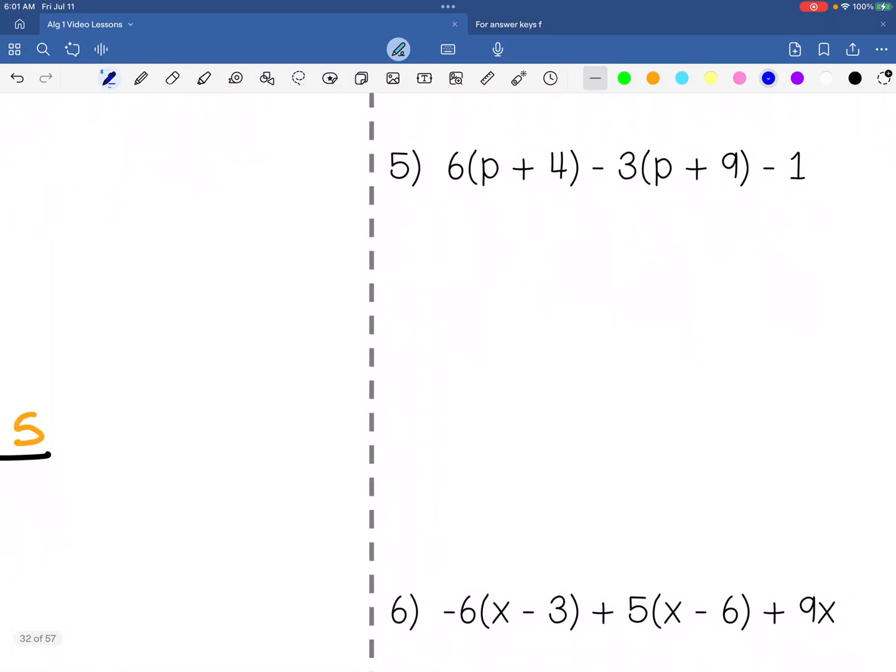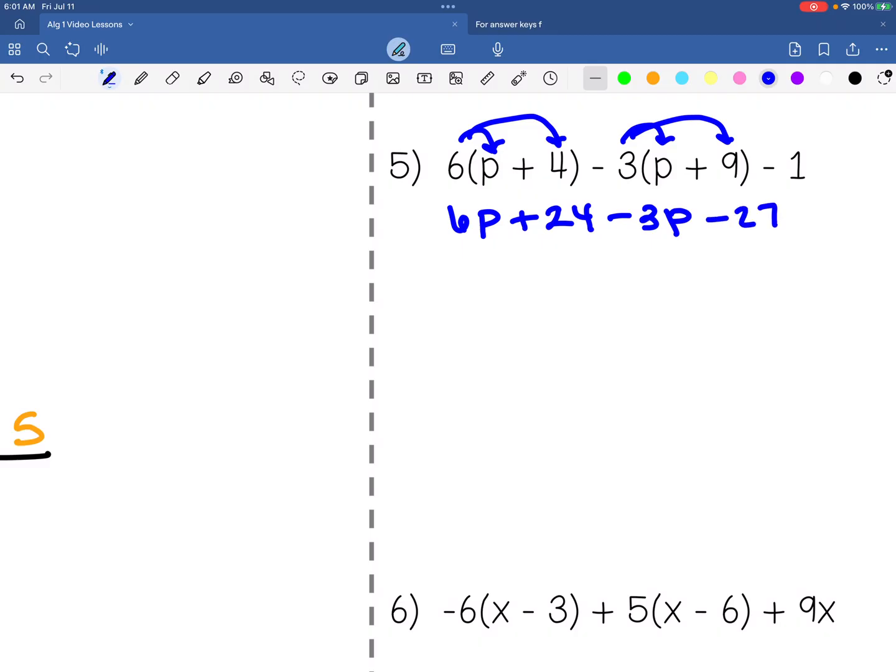Love when that happens. All right, 6 times p. 6 times 4. Negative 3 times p. Negative 3 times 9. Combine like terms. 6p minus 3p is 3p. 24 minus 27 is negative 3. Negative 3 minus another 1 is negative 4.